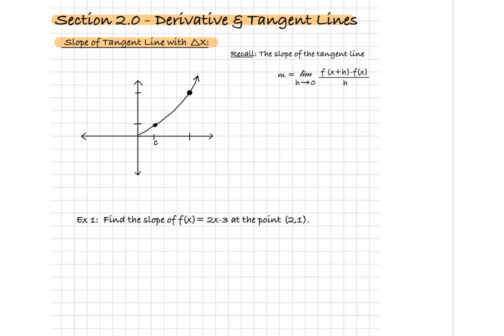In section 2.0, we're going to be looking at derivatives and tangent lines. So what I want to do is start with something that we kind of ended on in the previous chapter, and build upon it as we move into chapter 2. If you'll recall, the slope of a tangent line is equal to the limit as h approaches 0 of f of x plus h minus f of x, all over h.